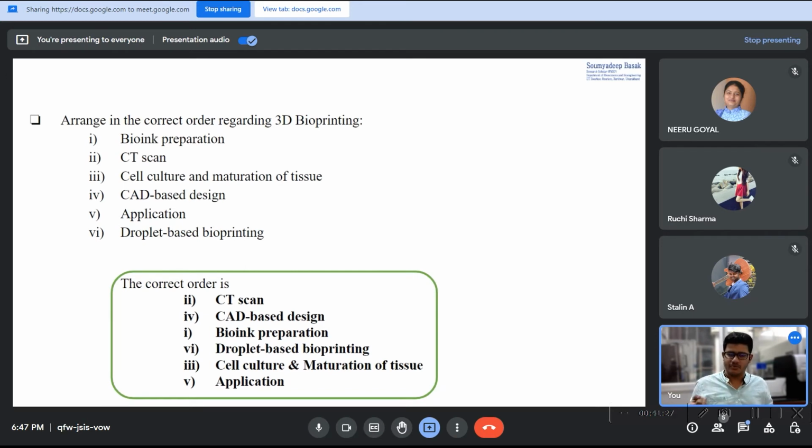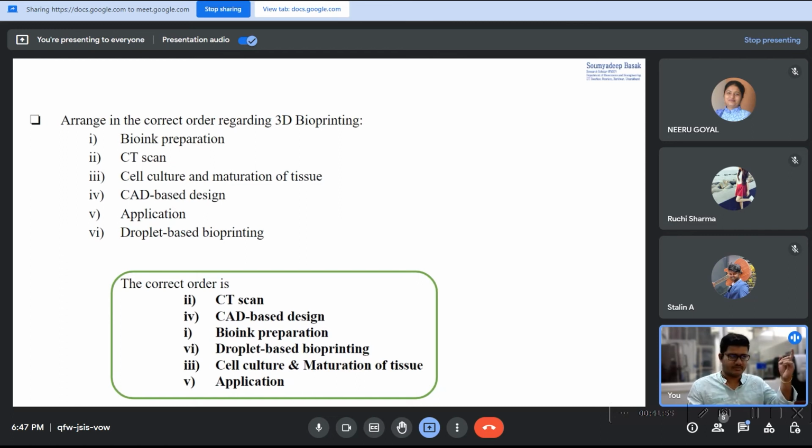Then we'll go to the bio-ink preparation. Using some kind of material, we need to prepare a scaffold. Then we will prepare the bio-ink. Then we will bioprint that material using the design that we have made. Whatever cells we have encapsulated while preparing the bio-ink, we will then culture, cell culture and maturation. The cells will culture and mature the tissue construct, and we will have the application.